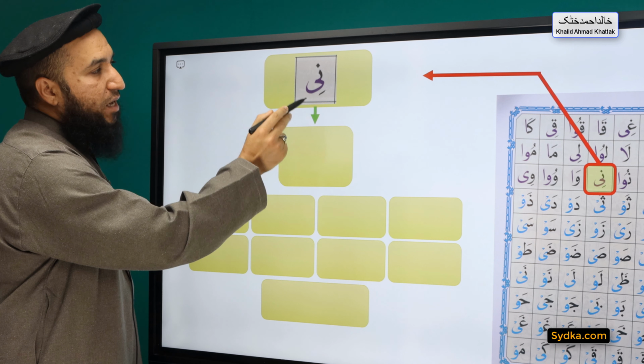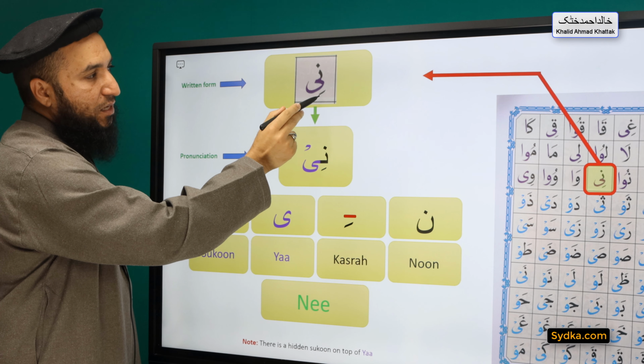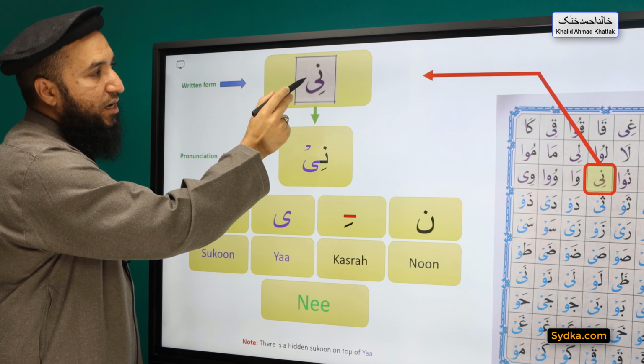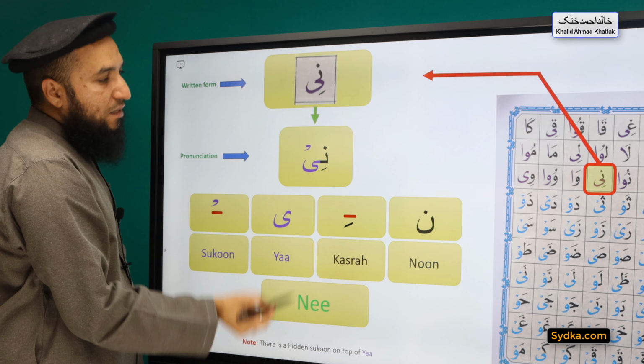The next syllable we have is Noon kasra ya sukoon. Noon is a light letter, it has kasra underneath, it is followed by ya, and this ya has a hidden sukoon. Noon kasra ya sukoon, ni.